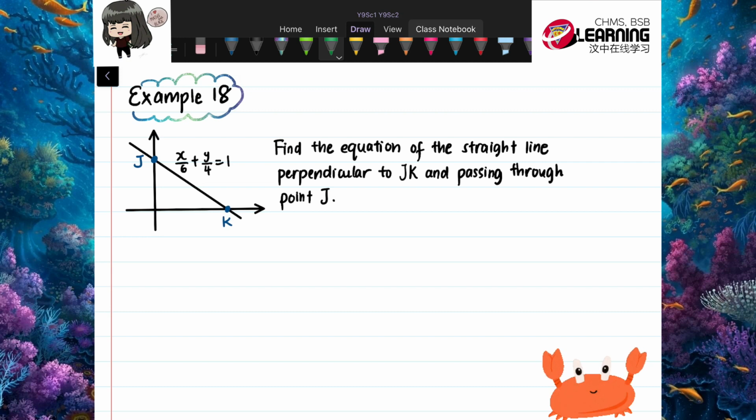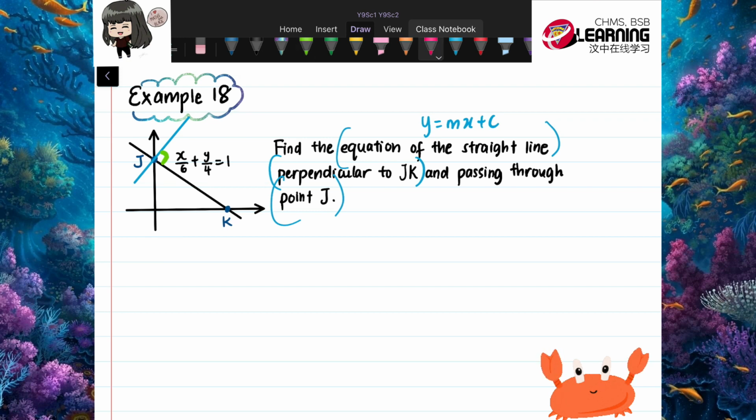The diagram is given. Find the equation of the straight line, part by part. This is the line that you're gonna find, which is y equals mx plus c. It is perpendicular to JK, and the line JK is already here, and it passes through point J. You don't simply draw a perpendicular line through JK like that. They already mentioned it passes through point J, so point J is here. When you draw the perpendicular line, it must pass through J, not through K or anywhere else. This is 90 degrees.